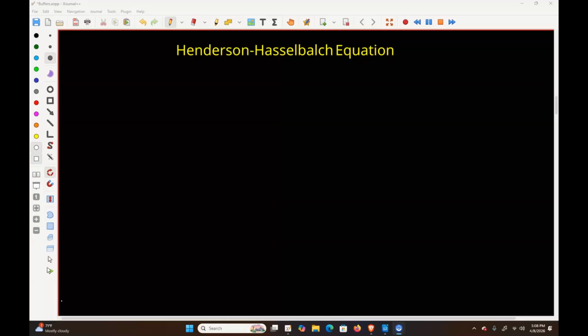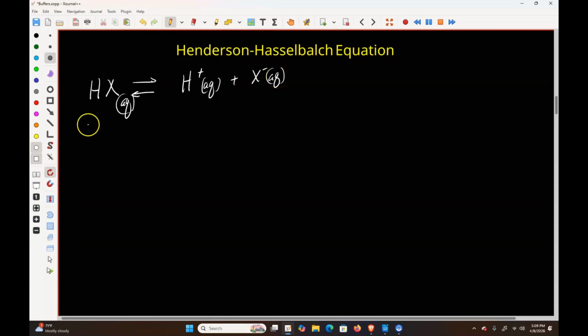Okay, so I have a weak electrolyte, HX. It's going to break apart into H plus and X negative aqueous ions. So Ka is going to equal the concentration of H plus times X negative over HX.